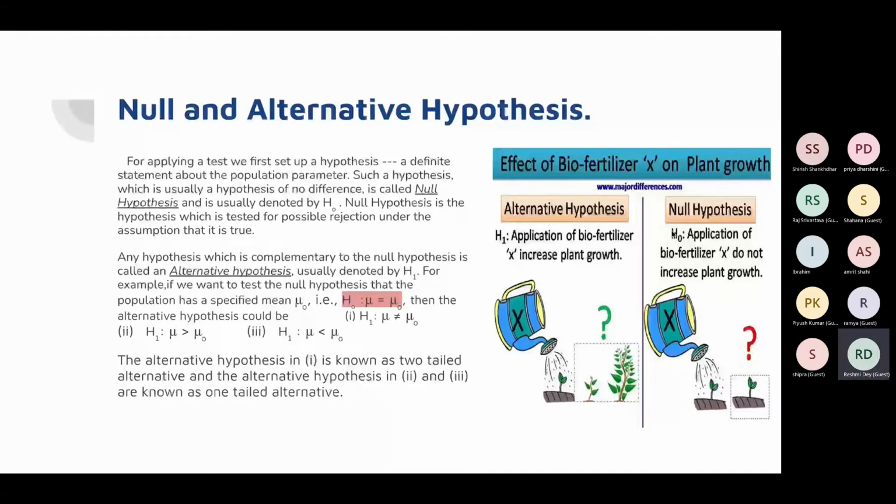Like here, application of biofertilizer X does not increase plant growth. So I need to assume that this hypothesis is true, that applying this fertilizer X will not increase plant growth. Any hypothesis which is complementary to the null hypothesis is called an alternative hypothesis. Anything opposite to the null hypothesis, like here I said that application of biofertilizer will not increase the plant growth, the opposite of this, that is application of biofertilizer will increase the plant growth, will be my alternative hypothesis.